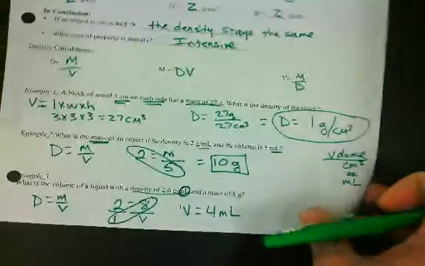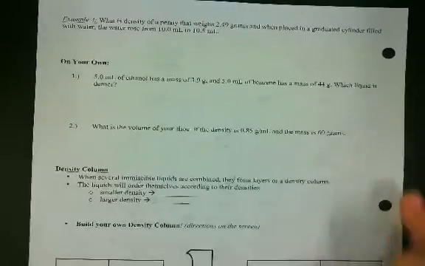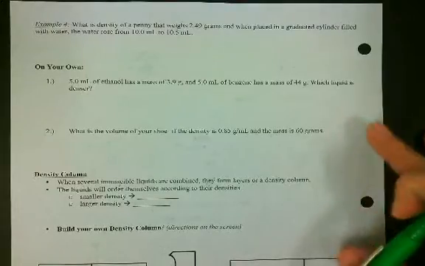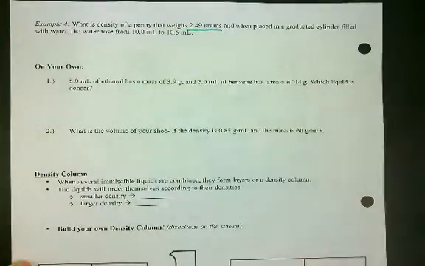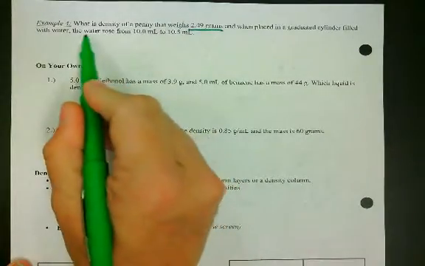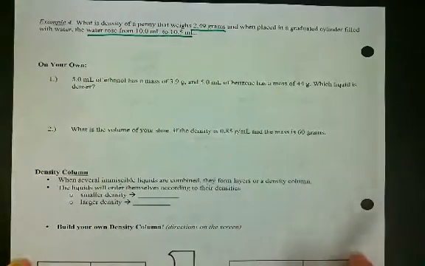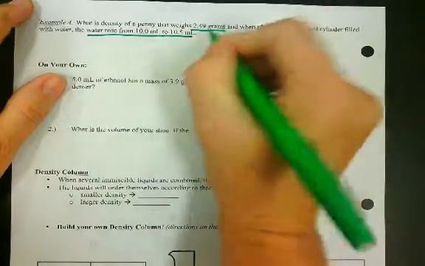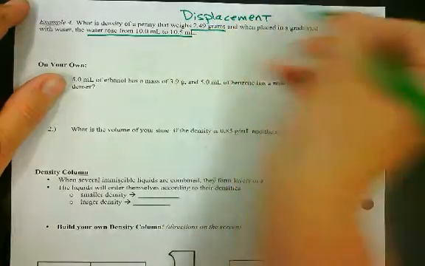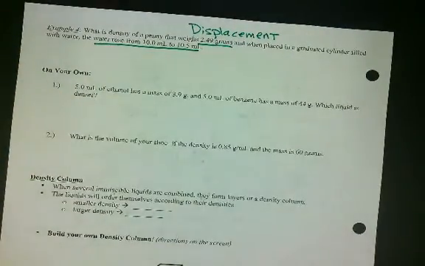All right, going from there, we have one more example on the back that we can look at. It's example number 4. So it says, what is the density of a penny that weighs 2.49 grams, and when placed in a graduated cylinder filled with water, the water rose from 10 milliliters to 10.5 milliliters. So we didn't really talk about this yet. This is going to be known as displacement. So how much water moved, basically. The water rose from one level to a different volume. So we have to calculate for that.